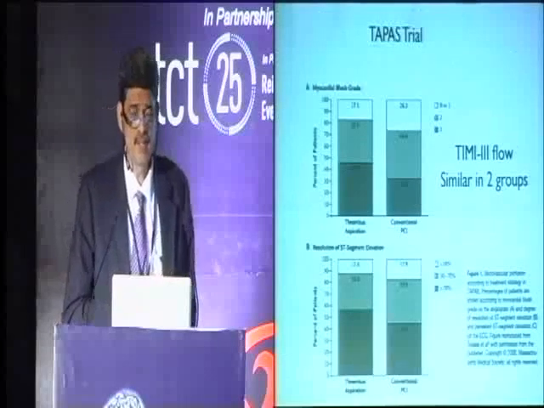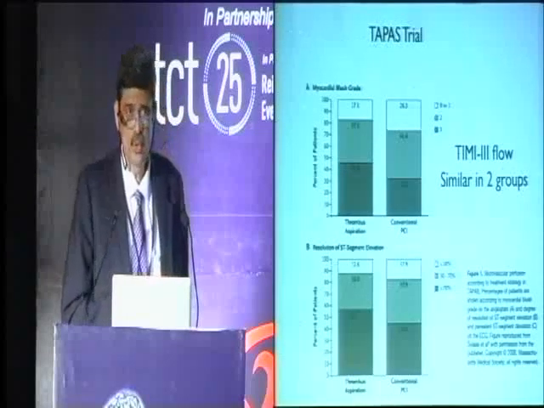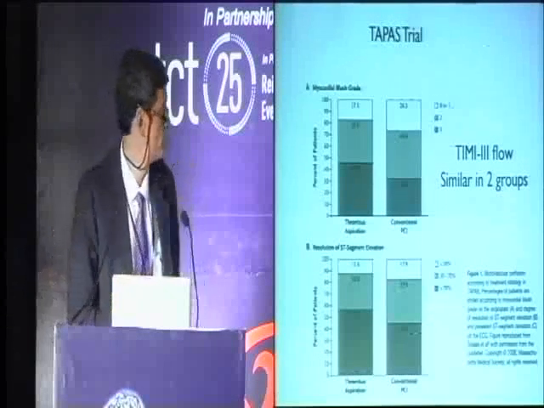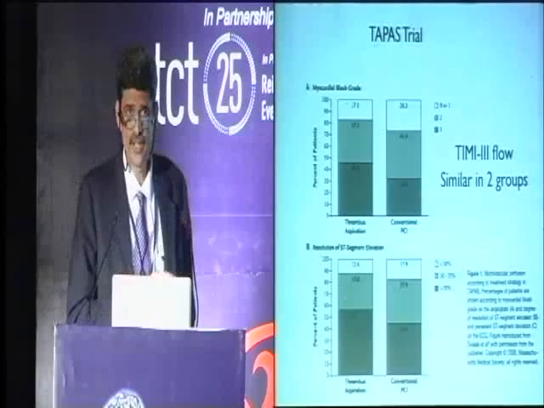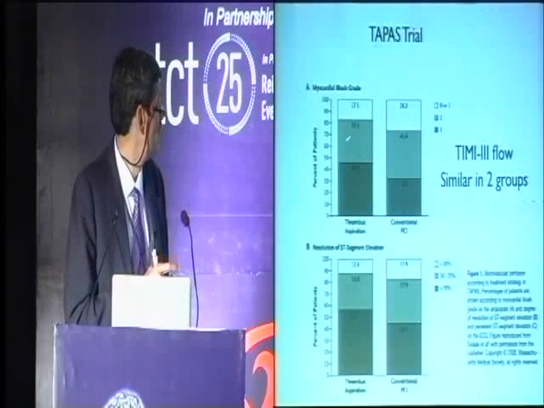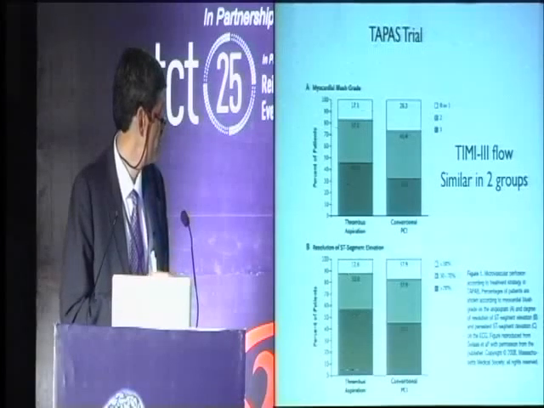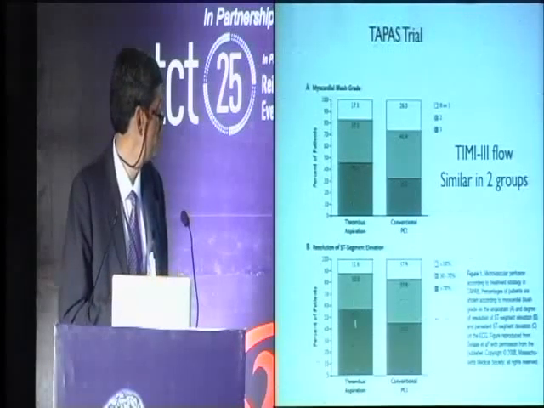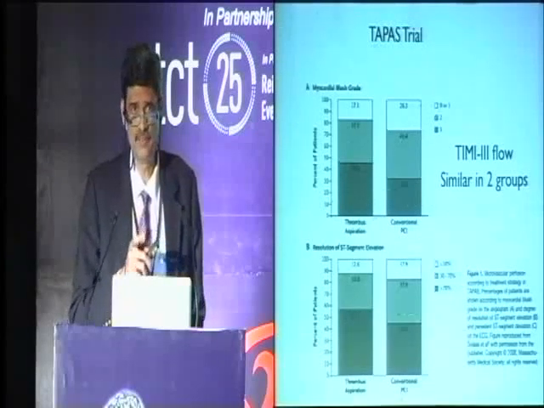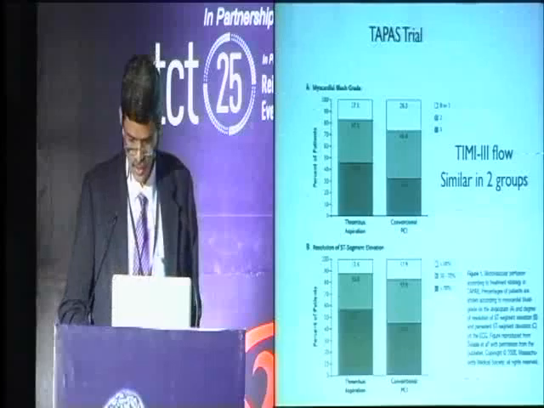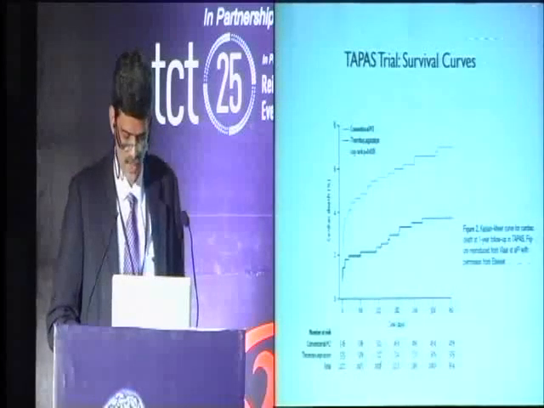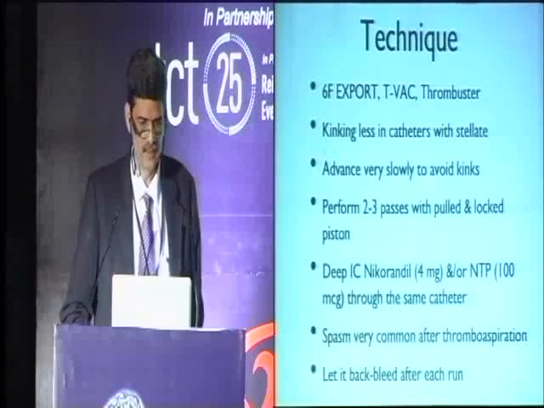It is important to remember that in this trial, in both groups, when the thromboaspiration catheter was used and when it was not used, the TIMI 3 flow rates were equal in both groups. However, the myocardial blush grade and resolution of ST segments were significantly better when the thromboaspiration catheter was used. So TIMI 3 flow is not the end of it. There is much more beyond that. This was the survival curve which showed that with the thromboaspiration catheter, the patients did better.